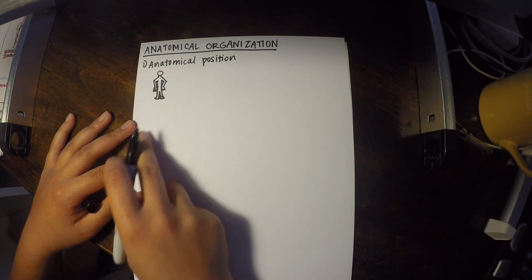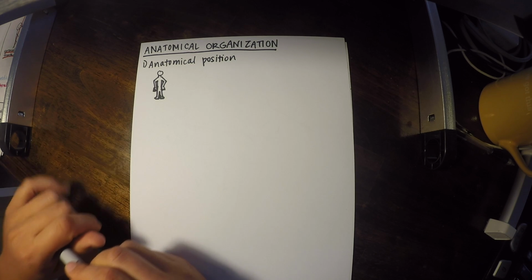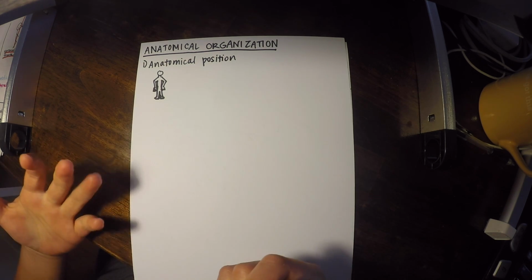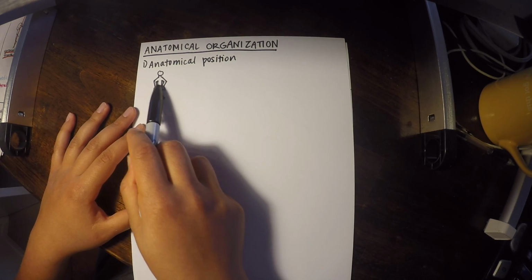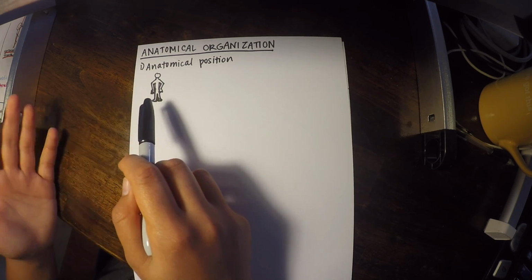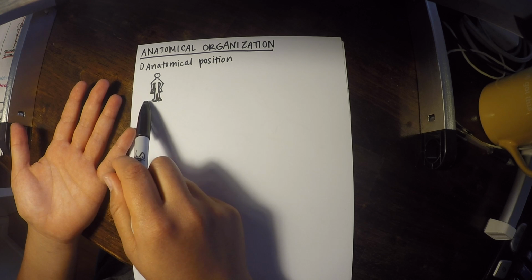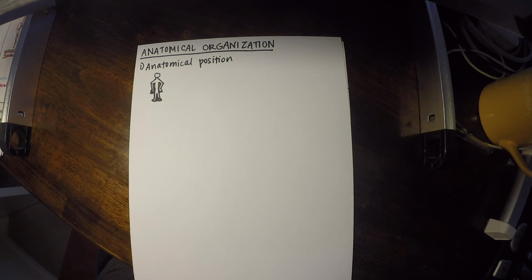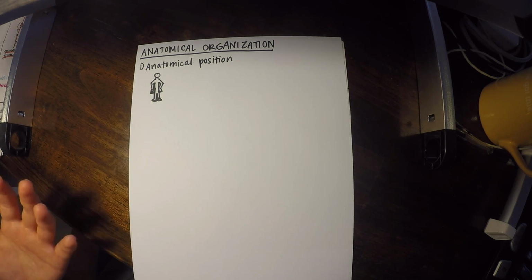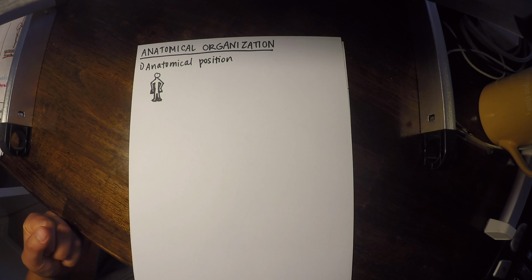Anatomical position is someone standing up, facing forward. So we're looking at the front of this person with their palms at their sides. So we're looking at the palms of their hands. Now this is very important because how this person stands is going to determine how we're talking about him. So I encourage you to look up a picture of anatomical position as well.